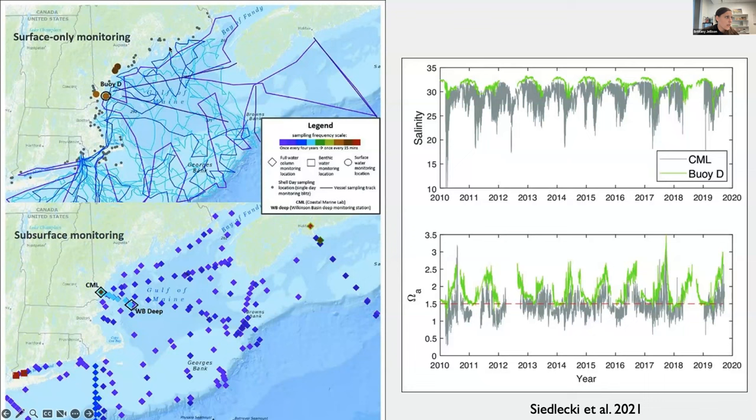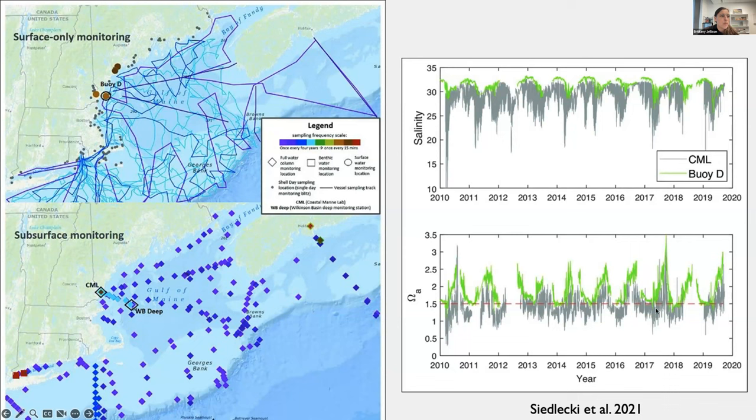In particular, I was not here yet on the East Coast when Shell Day happened. But I think that's a really awesome snapshot of that geographic variability that may exist really near shore in the Gulf of Maine. And I would pitch that it would be awesome to have more monitoring like that and also long-term monitoring. The example on the right is a buoy that's further offshore than the CML, the Coastal Marine Lab, monitoring of pH.